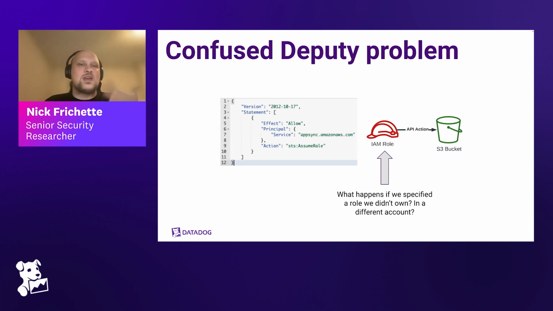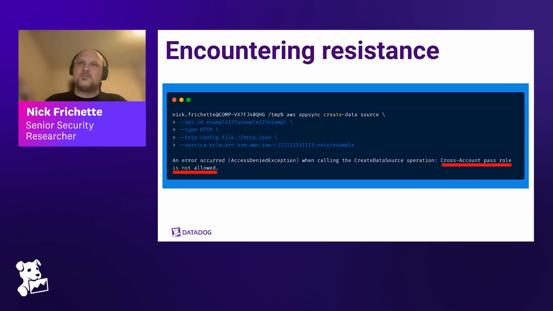Now, of course, when we tried to provide a role in a different account, we ran into errors. AWS did the exact same threat modeling that we did and came to the same conclusion that to specify arbitrary roles would have pretty significant security impacts. And indeed, you would get this error that says cross-account pass role is not allowed, which, to be fair, is not surprising in the least. We expected this to happen. The question now becomes, how do we get around that validation? And how do we try and trick the AppSync service to assume arbitrary roles?